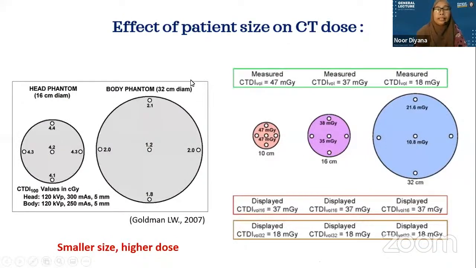And then for patient size, the effects of patient size on CT dose. When you measure the dose using the same kVp, the measured CT dose is higher in a small size phantom compared to a body phantom. Because it's a smaller size, the attenuation and the absorbed dose are more concentrated in a smaller region.